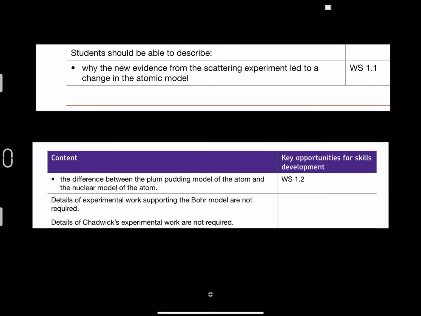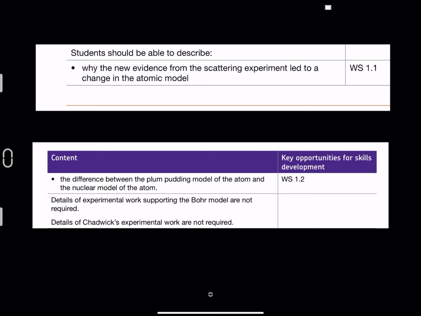Okay, so your examiner is expecting you to know these areas regarding the history of the atom. It says that students should be able to describe why the new evidence from the scattering experiment led to a change in the atomic model. So we will go from the first model, the plum pudding model, and we will lead into the nuclear model. And there was an experiment called the gold leaf experiment, which led to the nuclear model coming about.